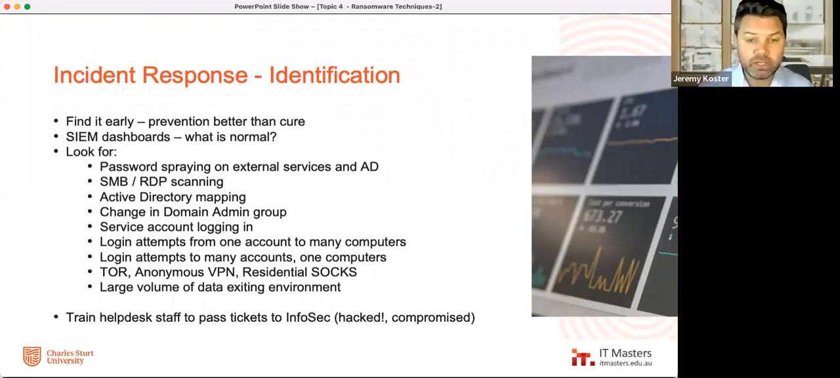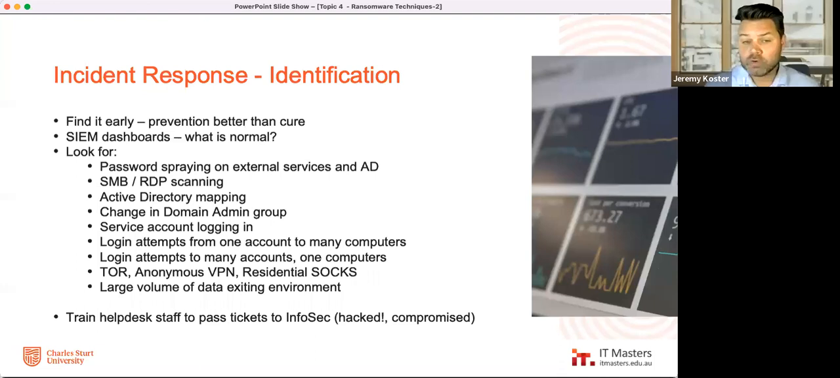Then login attempts to many accounts from one computer or from a couple of computers. So many accounts means that they're looking for weak accounts, right? So they're looking for weak passwords. They're doing a password spray and trying not to lock things out. We talked about in the first one, SharpSpray is a good password auditing tool. That's what we used to call it, but password spraying tool for Active Directory. And you'll see that with many accounts from one computer.